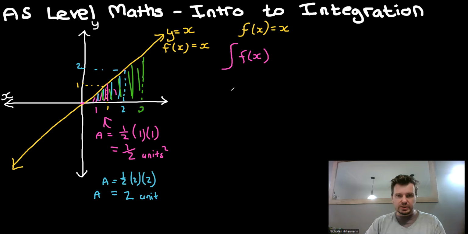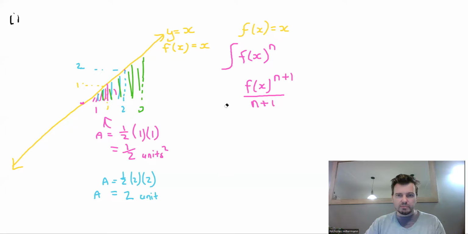Let's look at that as a formula. What we'll say is f of x, and what if this was an n here? So the exponent was n. Then you just say n plus 1, and then over n plus 1. And so that's what we would end up with.